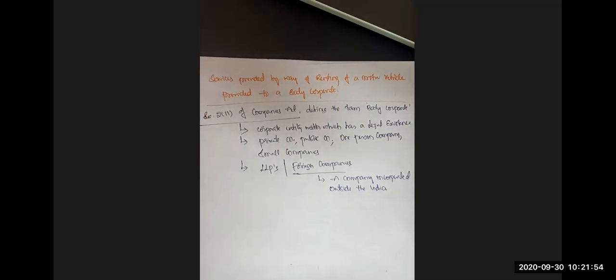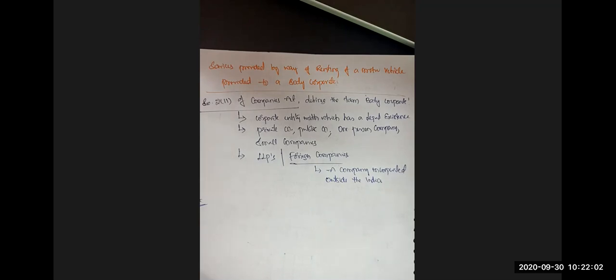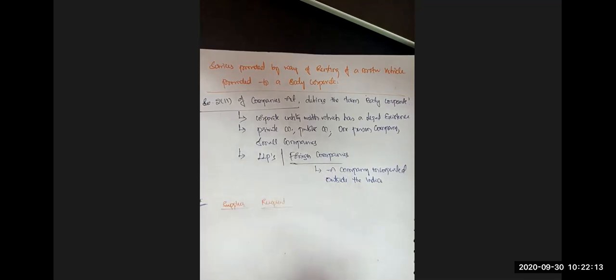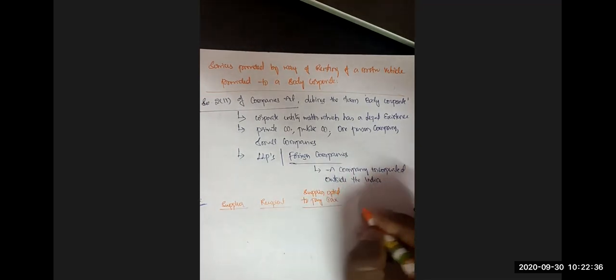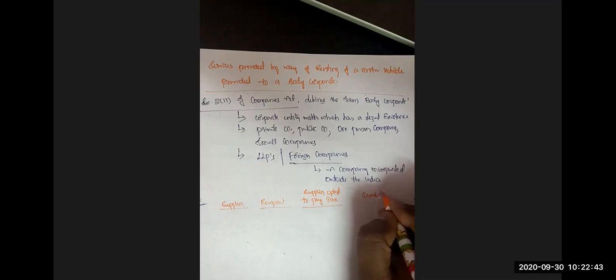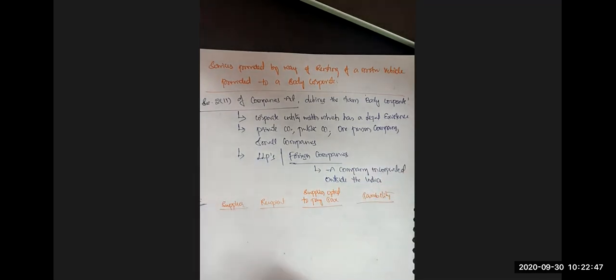Now, let me give you a clear understanding with a table: supplier, recipient, supplier opted to pay tax at the rate, and taxability under. Now look here.